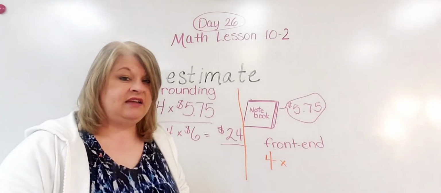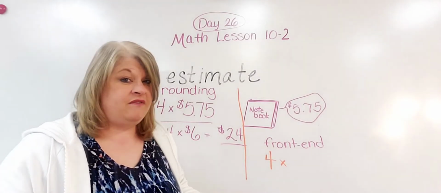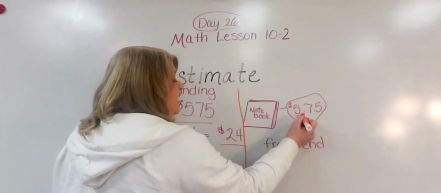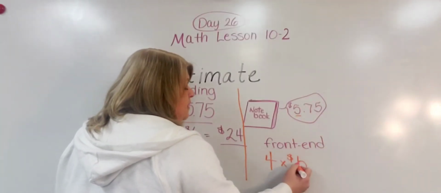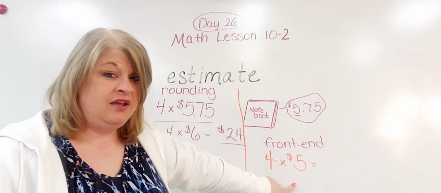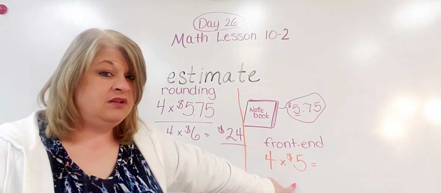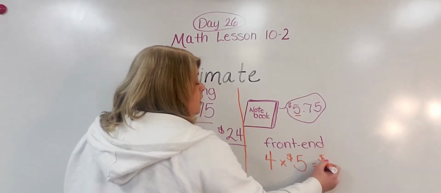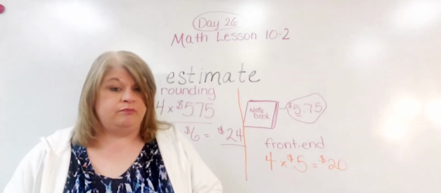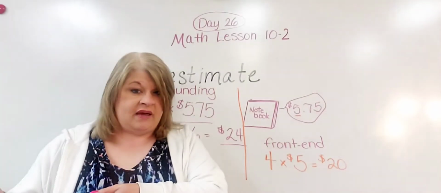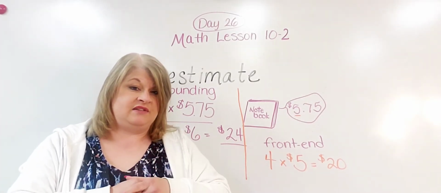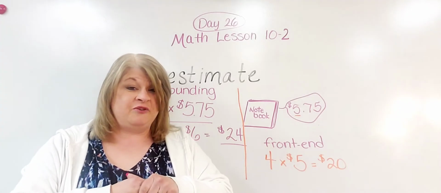Look at the price tag. What's at the front end of this price tag? How many dollars? 5, right? $5. So in front end estimation, I'm going to multiply 4 groups of $5. And then how much would that be? $20. You can estimate in either way. You need to understand how to do both because sometimes it will be better to use rounding to estimate and sometimes it will be better to use front-end estimation. So that's why you're getting to learn both of them.